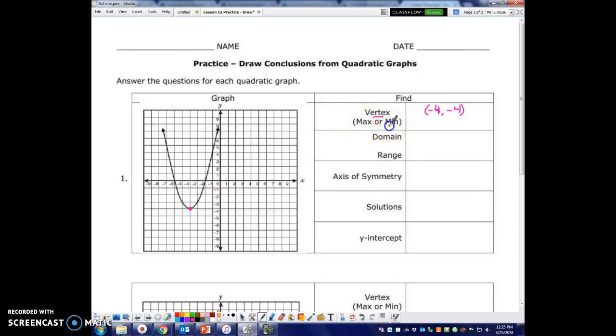Is it a maximum or a minimum? Maximum means it's the highest point. Minimum means it's the lowest. This one has a lowest point, so it's a minimum.